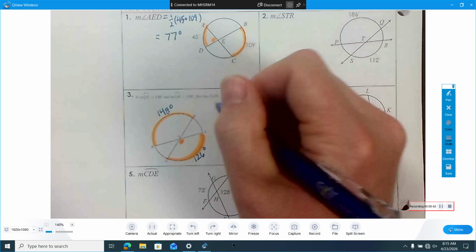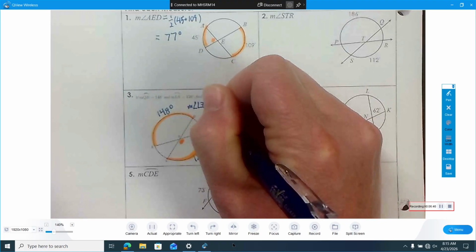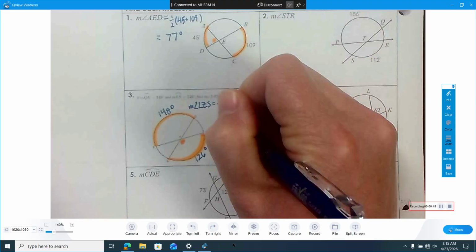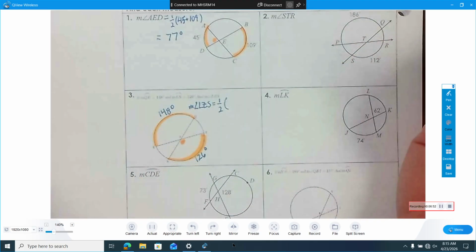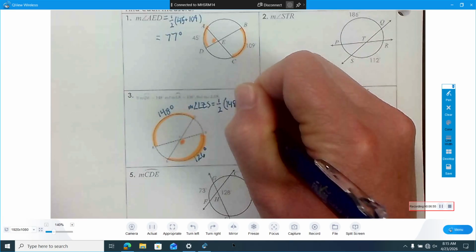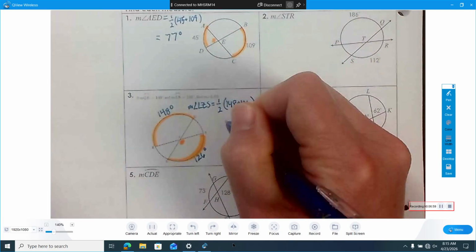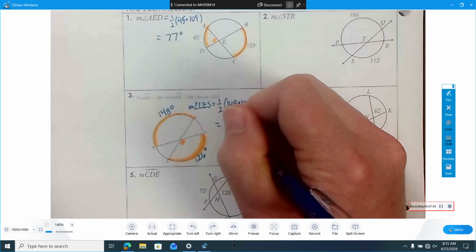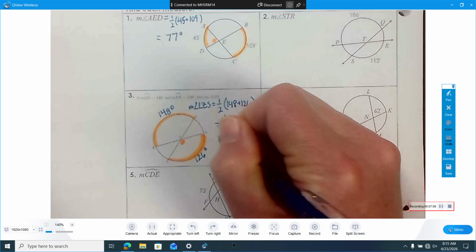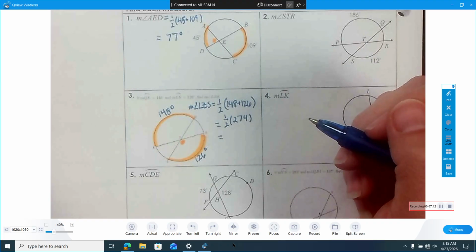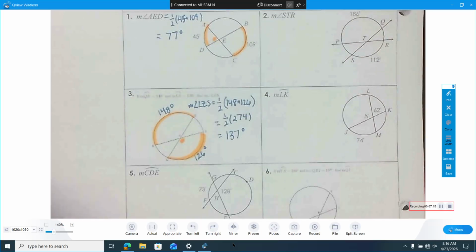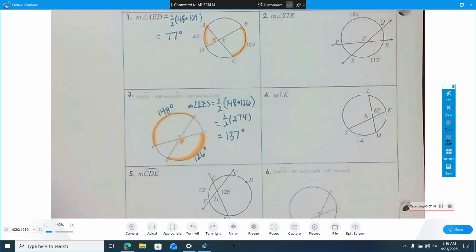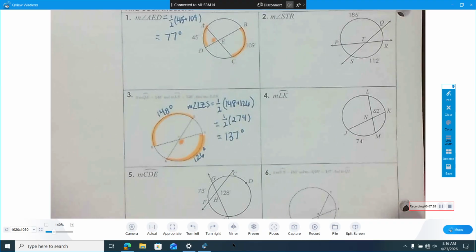And so our angle, the measure of angle LZS, is half the sum of the arcs. So it's just half of what plus what? 148 plus 126. 148 plus 126 is 274. So half of 274 is, I don't know, it's 35. 37. 137. I was almost there. I had the 37 part done. Okay. Is this easy or hard? So easy. All right.